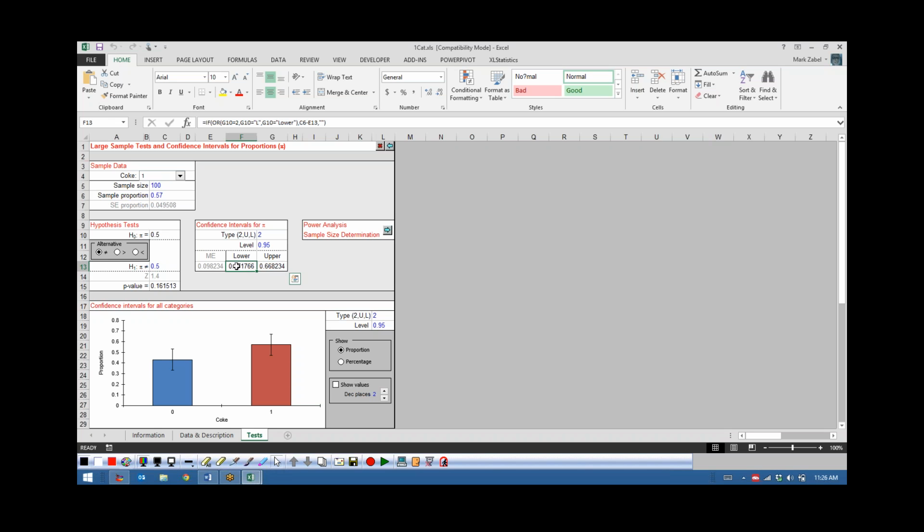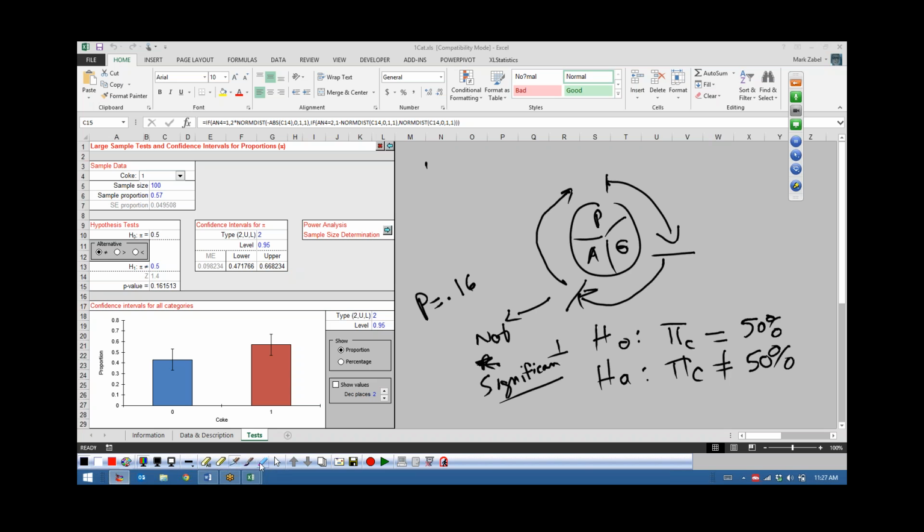And I also wanted to illustrate this. Notice that 50% is included in both of these, and that's one of the clues as to why this right here is greater than 0.05.